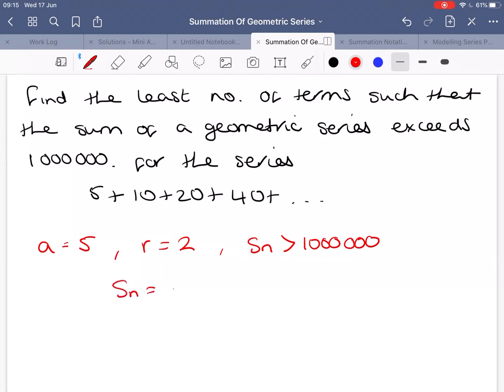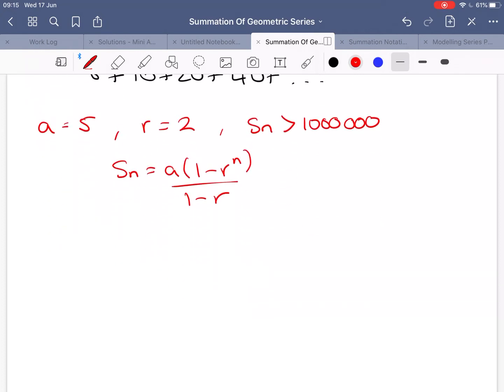And we know what our formula is. It's A times 1 minus R to the n over 1 minus R. And we want that effectively to be greater than 1,000,000. So we substitute everything in. 5 times 1 minus 2 to the power n over 1 minus 2 has to be greater than 1,000,000.